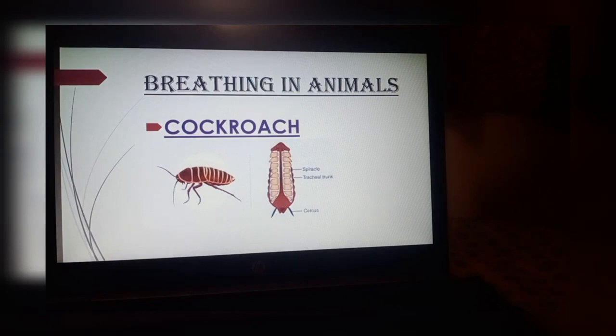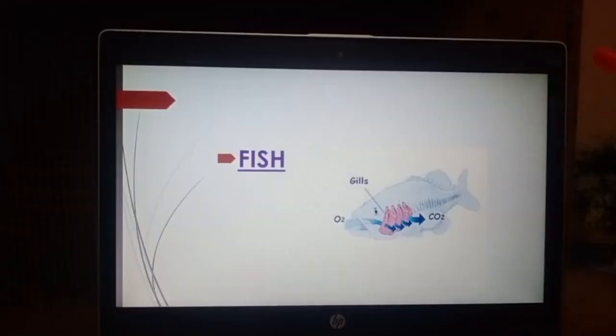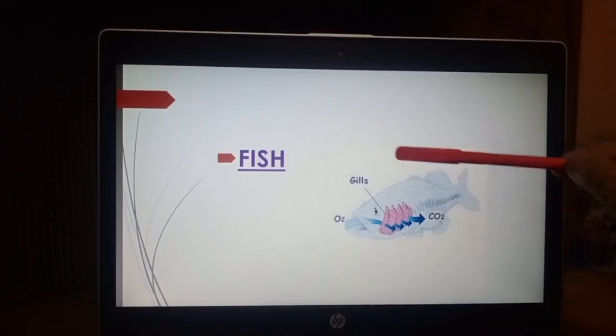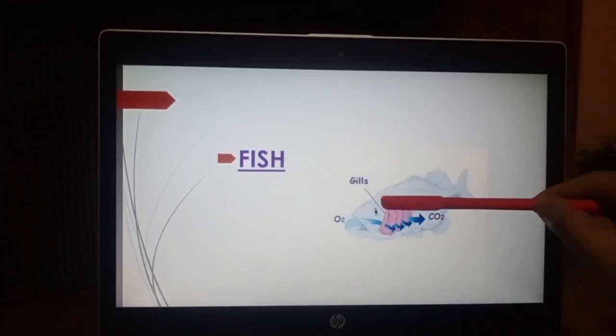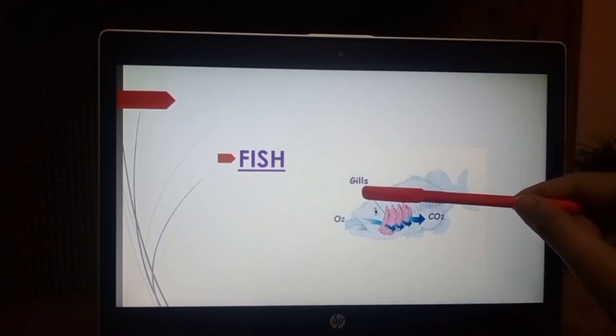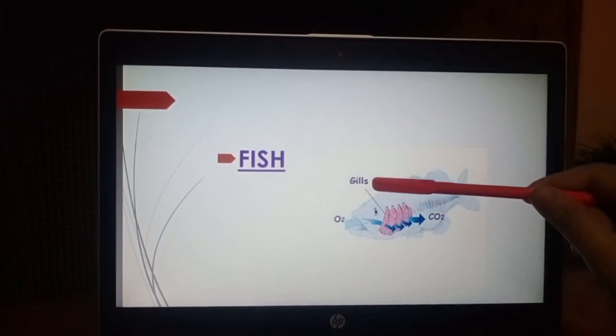Now students, let's move forward to our next example, that is fish. And fish is an aquatic animal. Yes, we will say it, aquatic animal. Now let's take a closer look, students. Fish and other aquatic animals like prawn, crab, tadpoles, they have a special breathing organ that is called gills. Yes, gills are the special breathing organs in fishes, or you can say in aquatic animals.